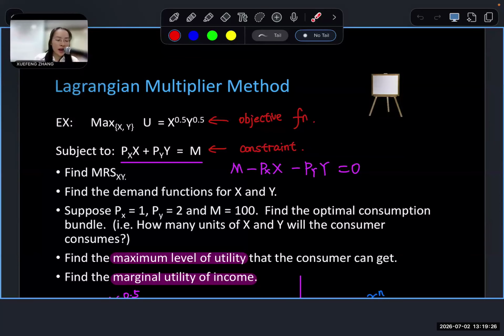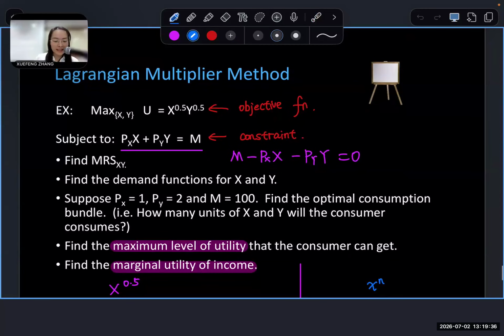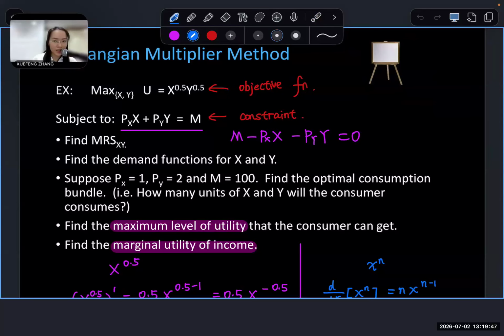Let's continue. I want to help you guys with the Lagrangian multiplier method. So let's go through again. Remember that here is about the utility maximization problem, right? So you need to know which one is the objective function, okay? Since we want to maximize the utility, here is the objective function of us that we want to maximize. And we also need a constraint, which is the income, the budget line, right? This is our constraint.